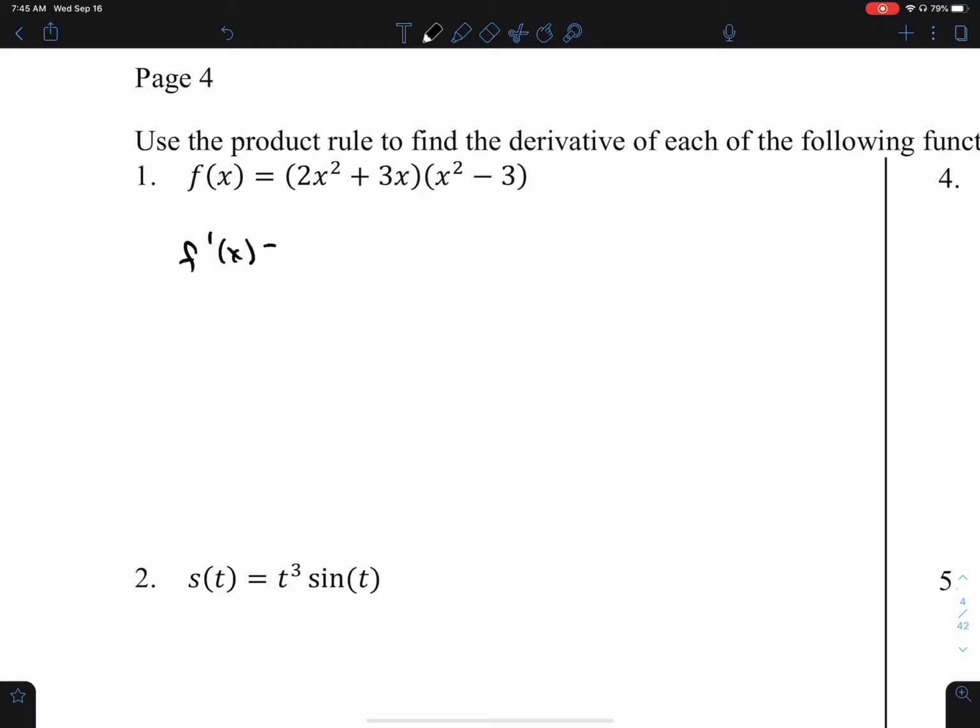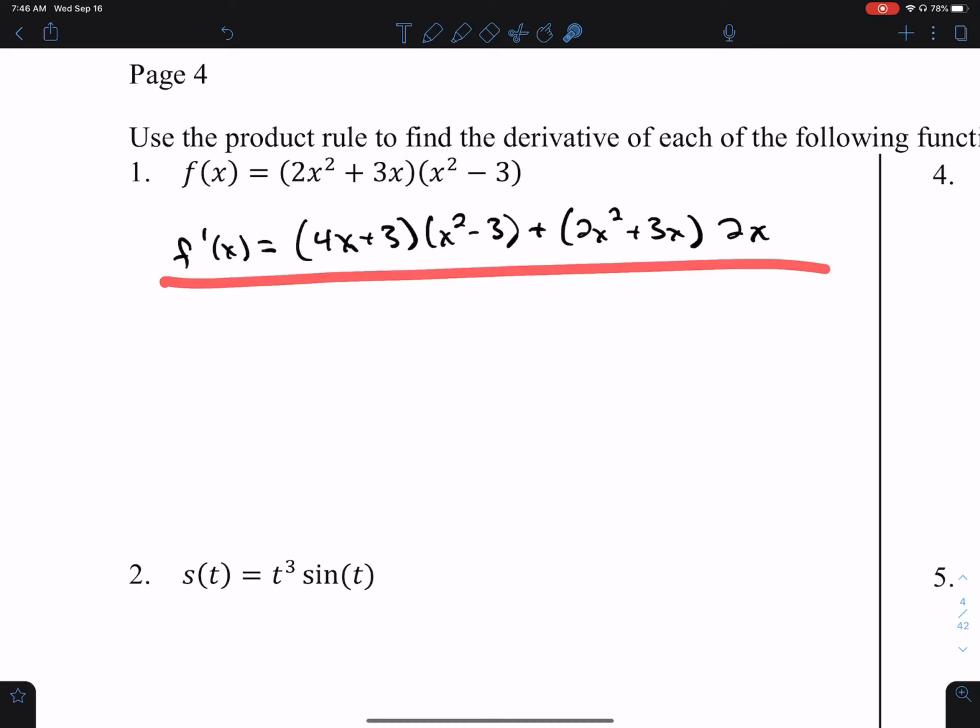Lagrange notation is prime notation, f prime. Product rule, I'll take the derivative of the first function. That's going to be 4x plus 3. It's more than one term, so I've got to put it in parentheses, times the second function, plus the first function times the derivative of the second function. The derivative of x squared minus 3 is 2x. It's only one term, so I don't have to put it in parentheses. If it makes you more comfortable to put it in parentheses, go for it. As far as the derivative is concerned, this is finished.